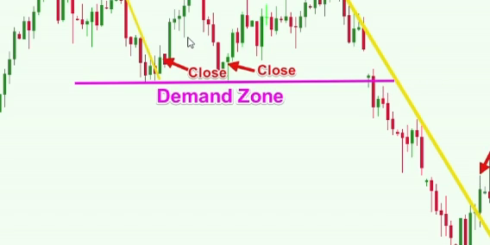So these are the two main zones that every beginner trader must know, so that you will know when to look for a buy market and when to look for a sell market in the forex market.